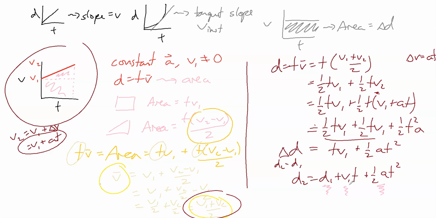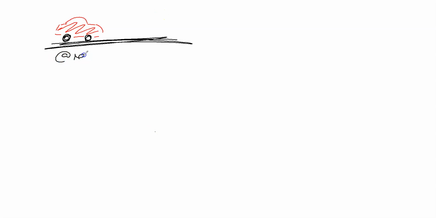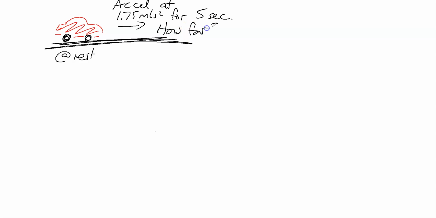Okay, so we're going to practice using this a little bit and show you how this works. Let's take something really simple. Here you've got a car. I'm going to draw a little car and just show how nice this expression can be. All right, so a little car, and let's just say it is starting at rest. Nice and basic and simple. And what it's going to do is accelerate at 1.75 meters per second squared for, let's go with 5 seconds. Okay, so how far did it go?